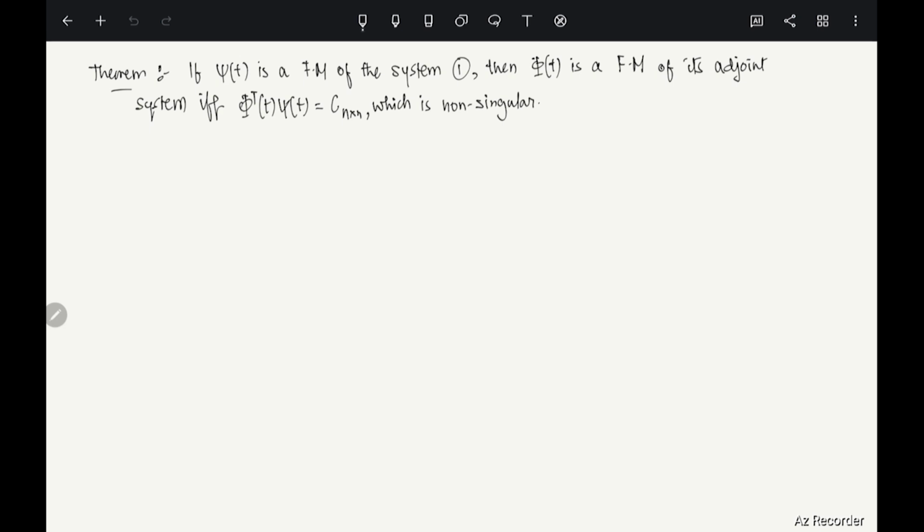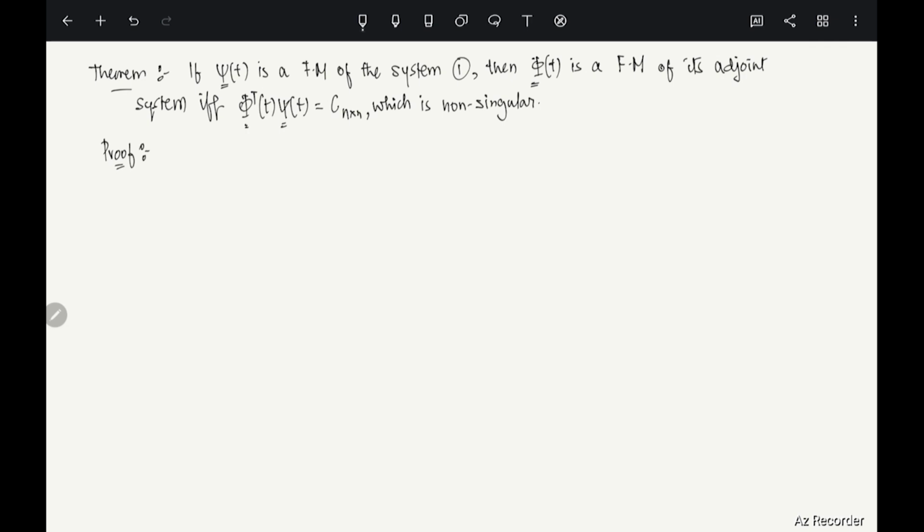So what it says is that if psi is a fundamental matrix of the original system, then phi is a fundamental matrix of its adjoint system if and only if phi transpose psi is a constant non-singular matrix, n cross n, of course. So let's look at the proof of that.